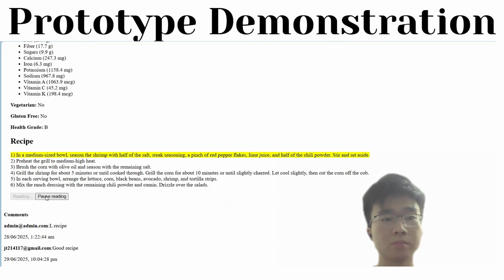1. In a medium-sized bowl, season the shrimp with half of the salt, steak seasoning, a pinch of red pepper flakes, lime juice, and half of the chili powder. Stir and set aside. 2. Preheat the grill to medium-high. And now I will cancel the text-to-speech function.